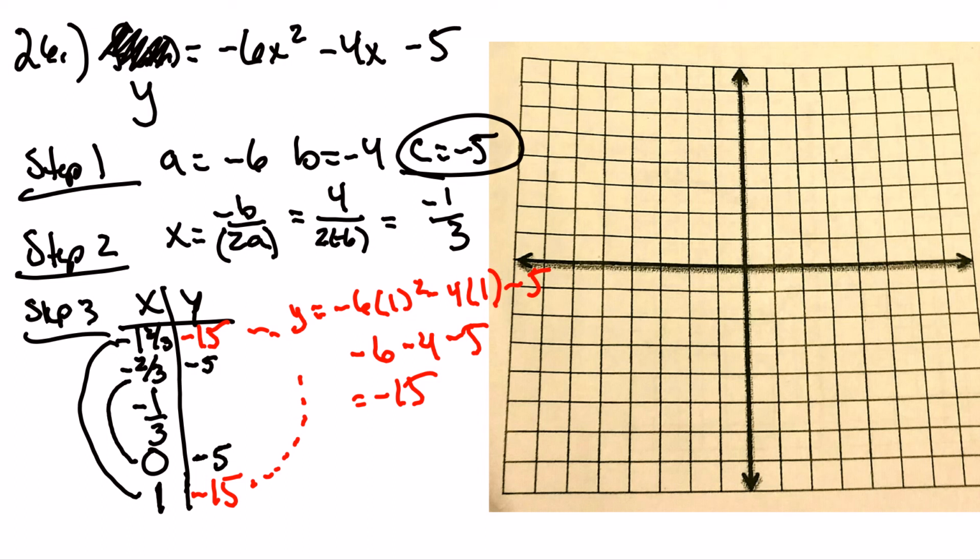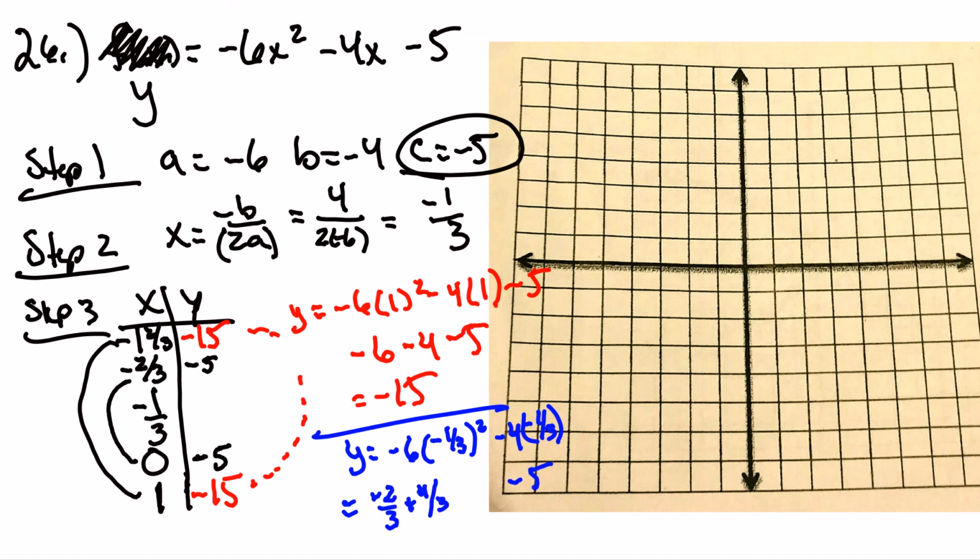Now I'm going to pick negative 1/3. So I'm going to plug in negative 1/3. Y equals negative 6 times negative 1/3 squared minus 4 times negative 1/3 minus 5. Alright, so negative 1/3 squared is positive 1/9 times negative 6 is negative 6/9, or just a fancy way to say negative 2/3. I add 4/3, so negative 2/3 and 4/3 turns into positive 2/3, minus 5 is negative 4 1/3.